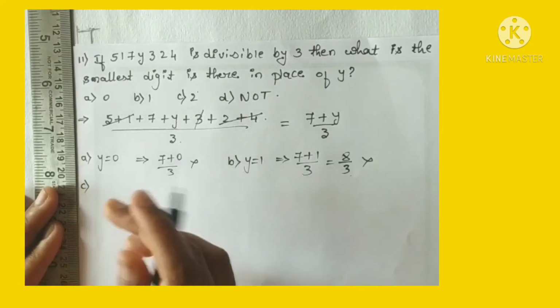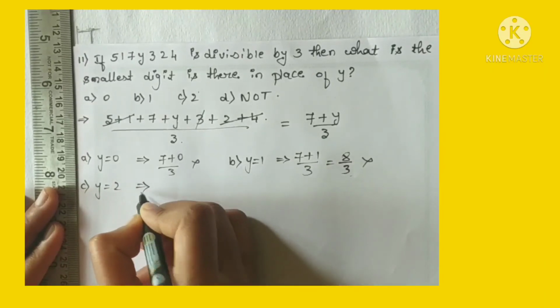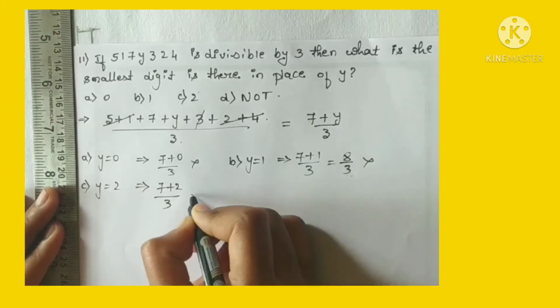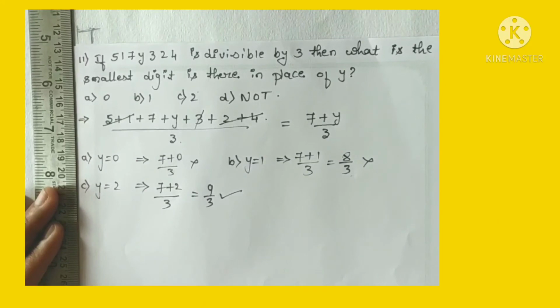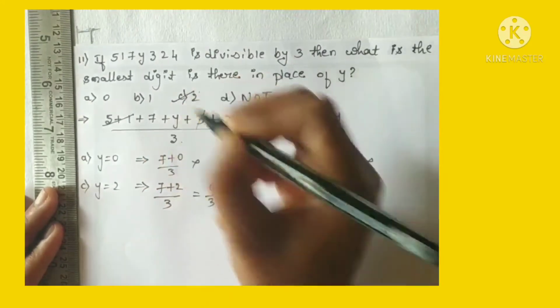Then I go for option 3, that is y is equal to 2. 7 plus 2 is equal to 9, which is divisible by 3 because 3 3s are 9. So this is the correct option, option number 3.